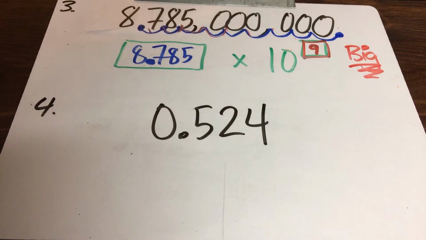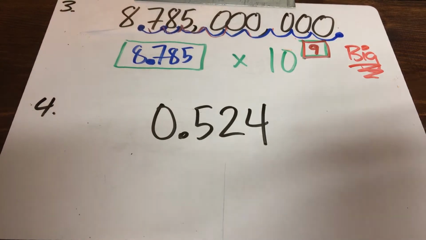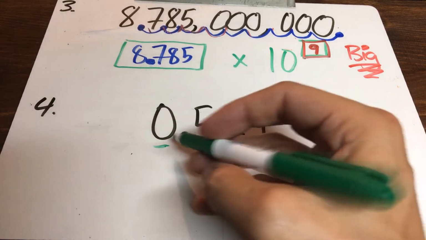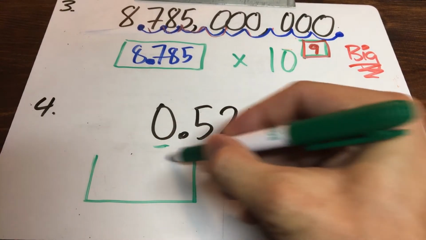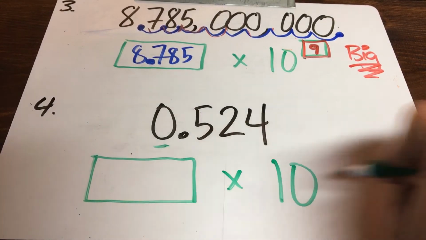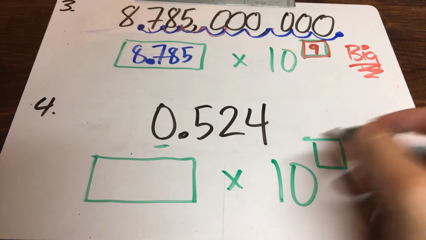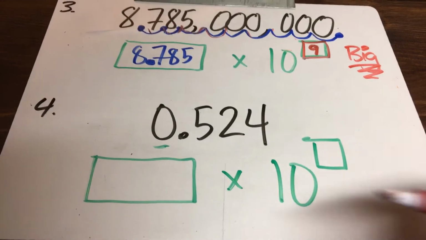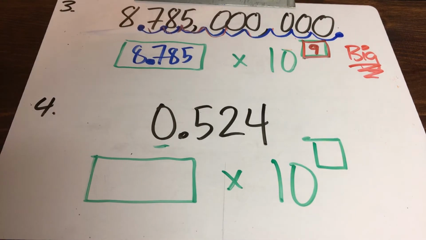Okay, now what if they give us a really tiny number to start out with? Like, look how tiny this one is. This is 0.524. This number is smaller than 1. That's going to be a little bit different than the last one, right? I'm still going to do a decimal between 1 and 10. I'm still going to have it multiplied by 10, and I'm still going to have an exponent, but now I'm going to have to take my decimal and move it the other way.